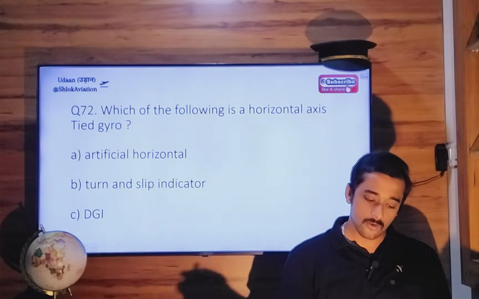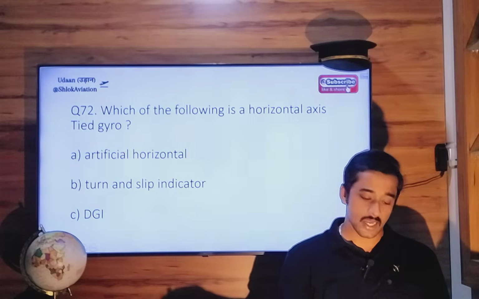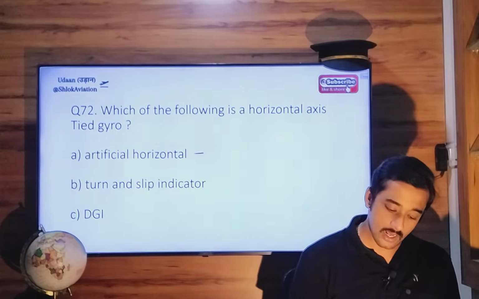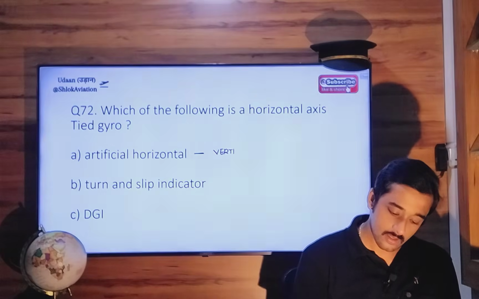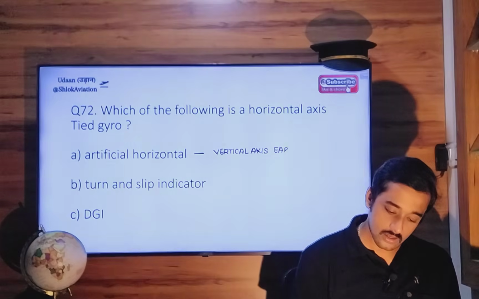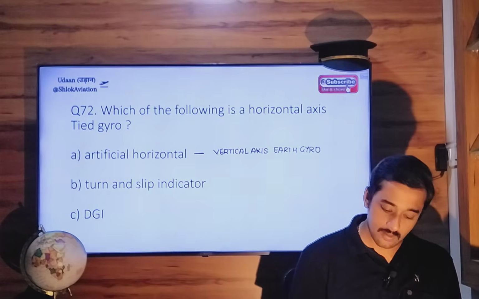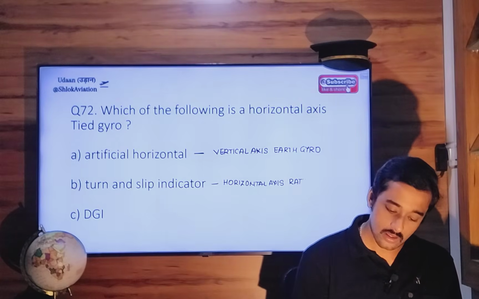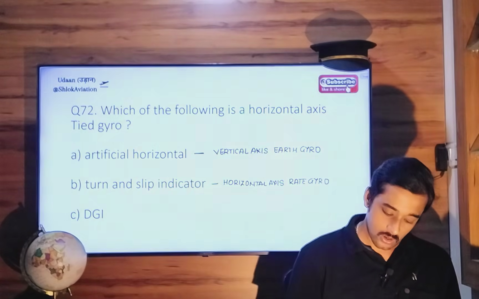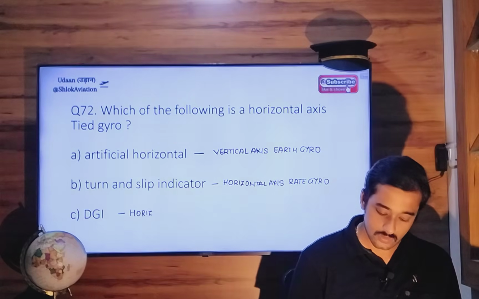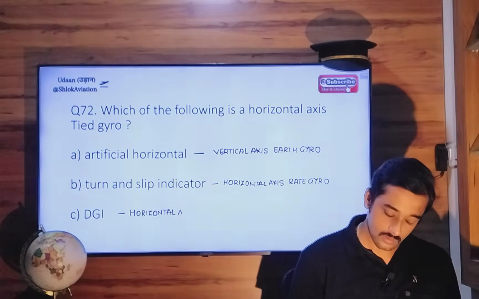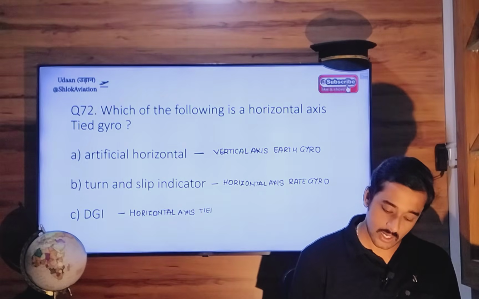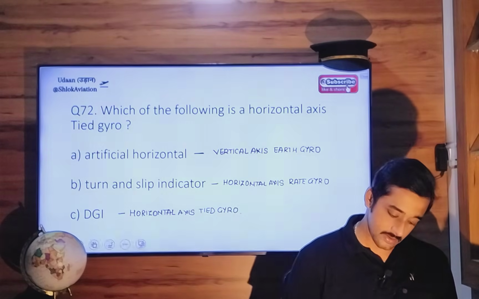Okay, so that is your answer. Question 72. Which of the following is a horizontal axis tied gyro? So remember, artificial horizon is a vertical axis earth gyro, turn and slip indicator is a horizontal axis rate gyro, DGI is a horizontal axis tied gyro. So the correct option is option Charlie.